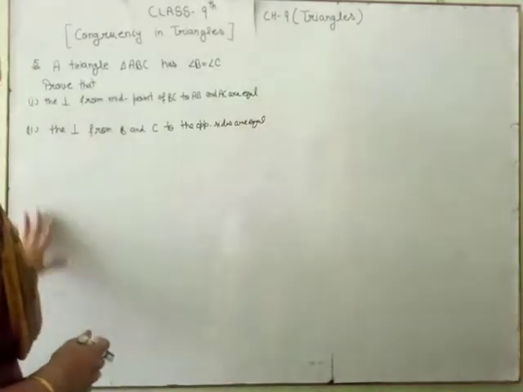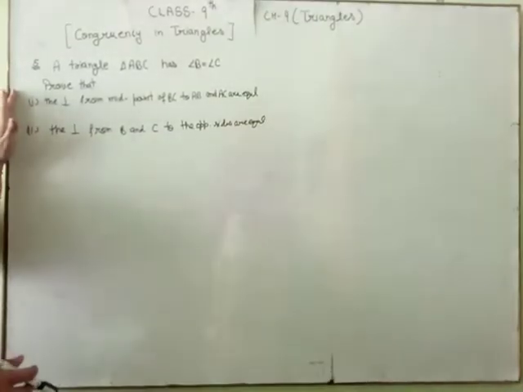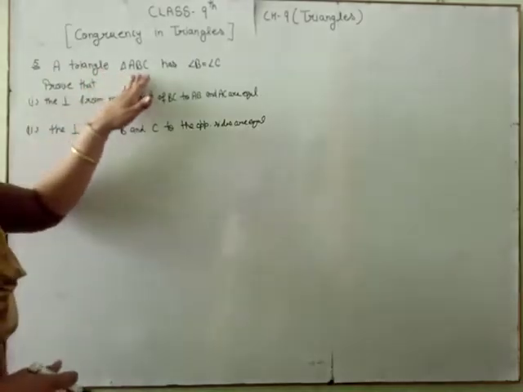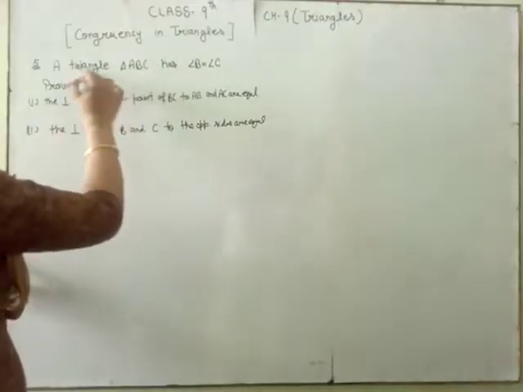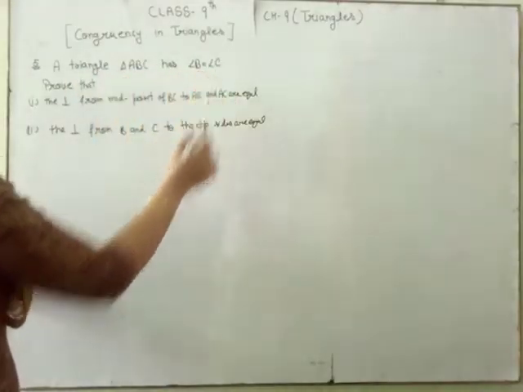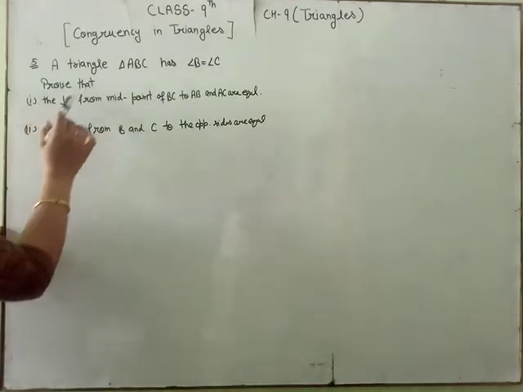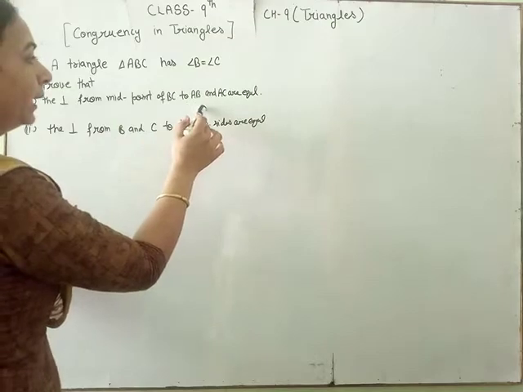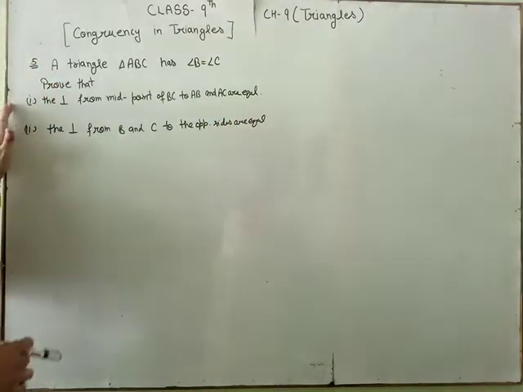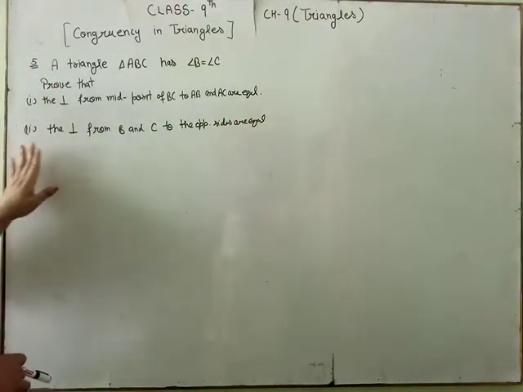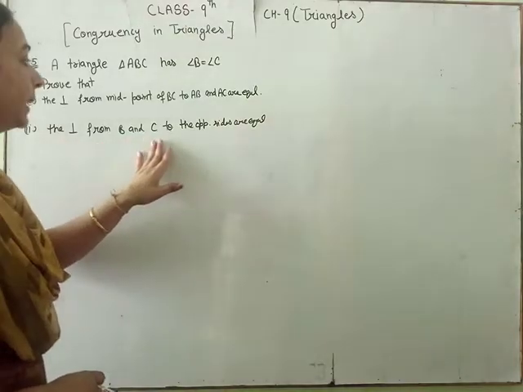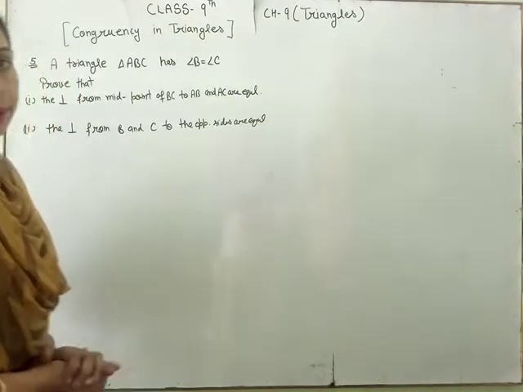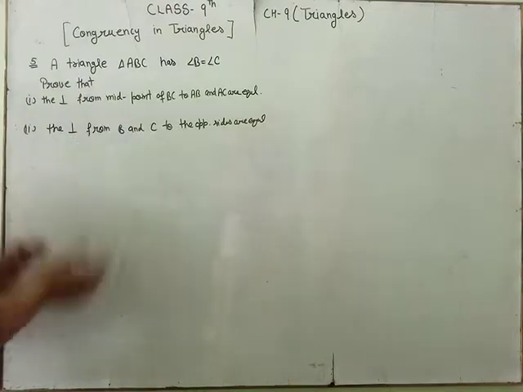Our next question, question number 5. Okay, a triangle ABC has angle B equal to angle C. Prove that the perpendiculars from the midpoint of BC to AB and AC are equal. This is the first part. Next is that the perpendiculars from B and C to the opposite sides are equal. Okay, we have to show these two parts.